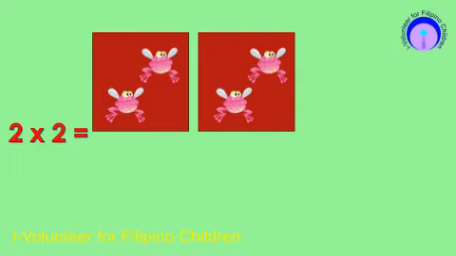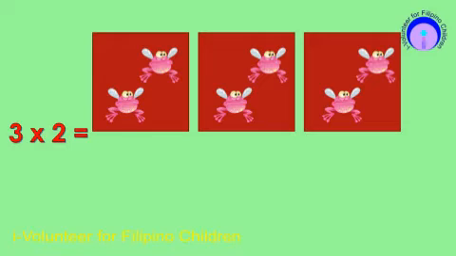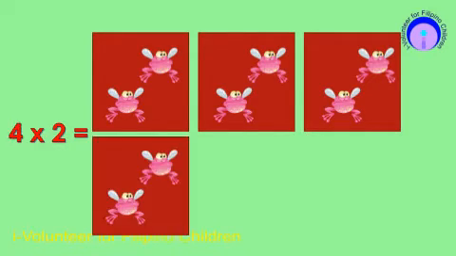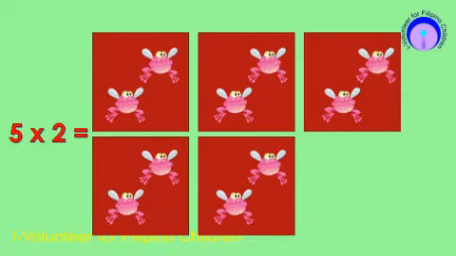What does it mean by 2 times 2? There are 2 groups with 2 members each. And the product is equal to 4. 3 times 2 means 3 groups with 2 members each, and it is equal to 6. 4 times 2 means there are 4 groups with 2 members each, and it is equal to 8. 5 times 2 means 5 groups with 2 members each, and the product is equal to 10.